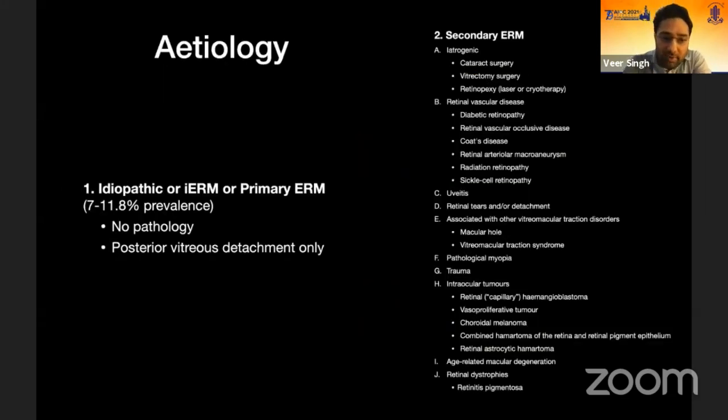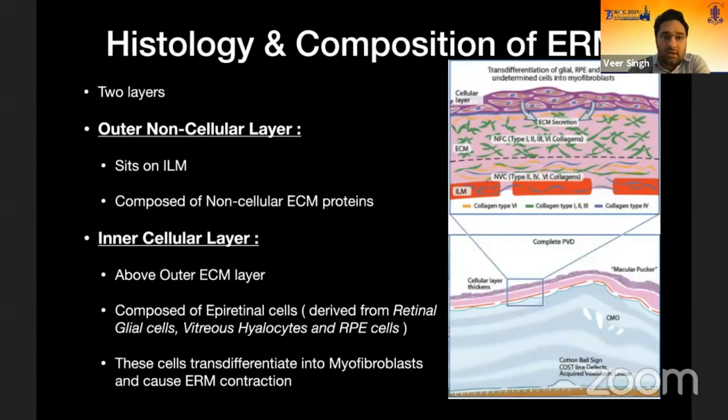Etiology can be as simple as an idiopathic ERM, which has the greatest prevalence. There is no pathology, there's only a posterior vitreous detachment, and the risk factors are advancing age and anomalous PVD. Or there can be a host of secondary ERMs, which can be iatrogenic. An important one on this forum is cataract surgery as well, with vitrectomies, laser therapies, cryo, retinal vascular disease such as diabetics and vein occlusions, uveitis, retinal tears, detachments, VMT-related pathology, myopia, trauma, intraocular tumors, ARMD, and retinal dystrophies.